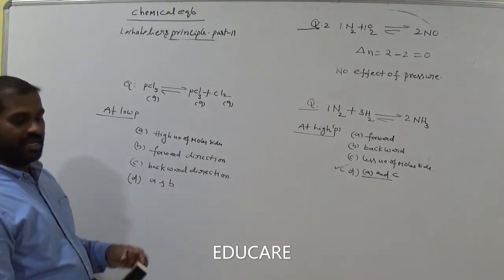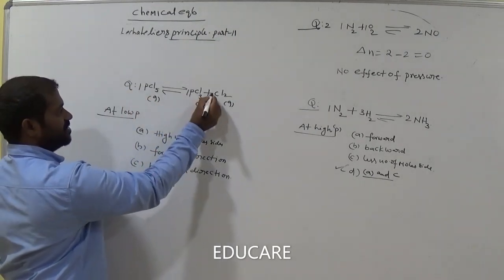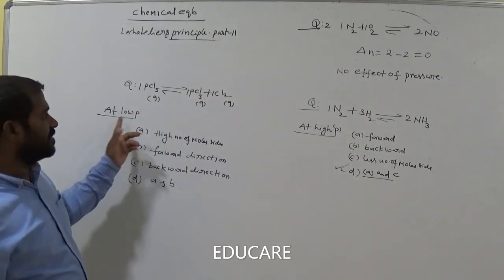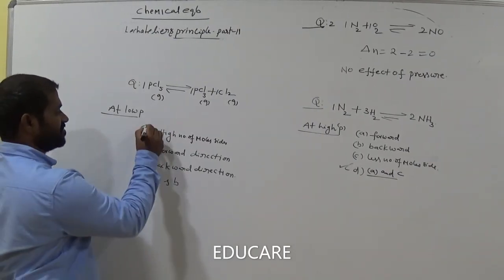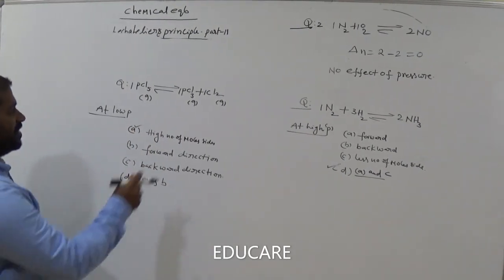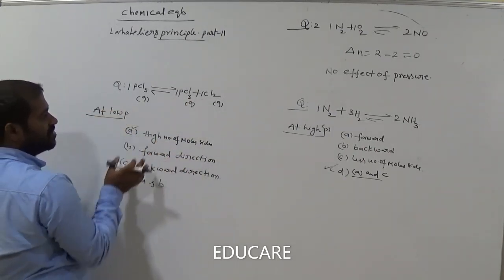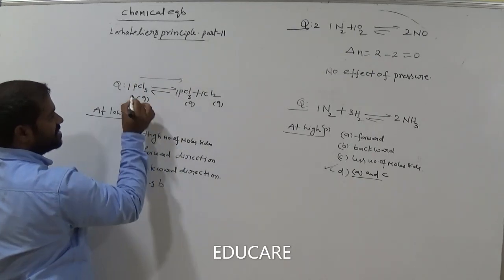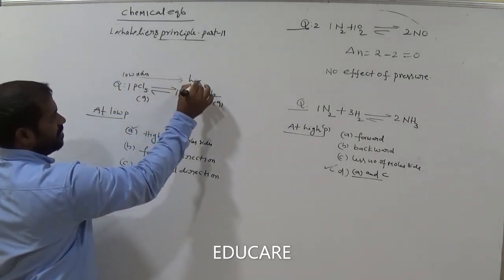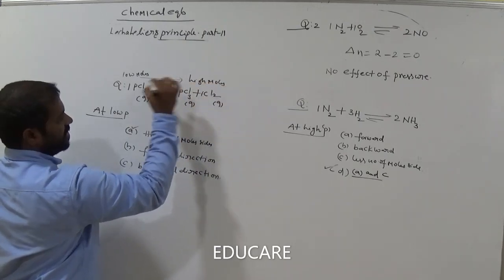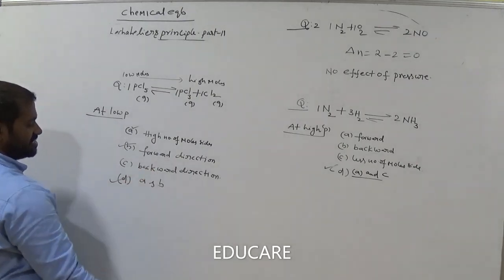So see, at low pressure, here we have 1 mole, here 1 plus 1, 2 moles. At low pressure the chemical equilibrium shifts towards the more number of moles side, and that means option A is correct, where the more number of moles is 1 plus 1, 2. So it moves towards the high number of moles side. High number of moles side means which direction? Low moles and high moles. So what is the direction? Forward direction. So A and B. Now option D is the correct one.